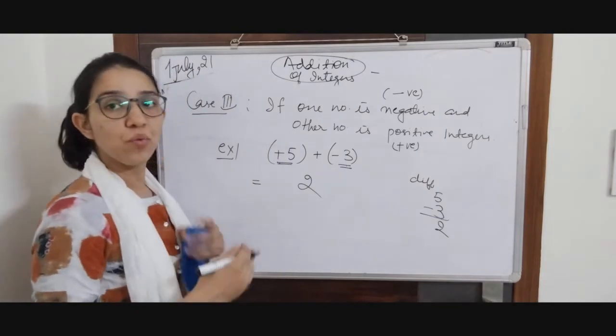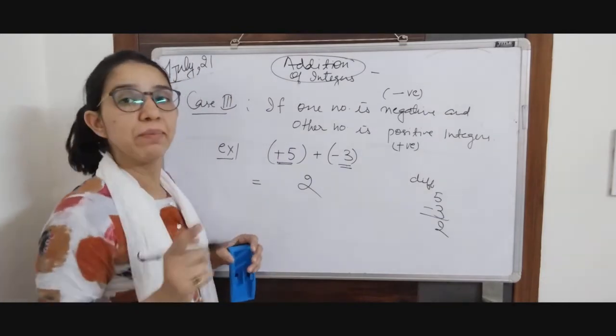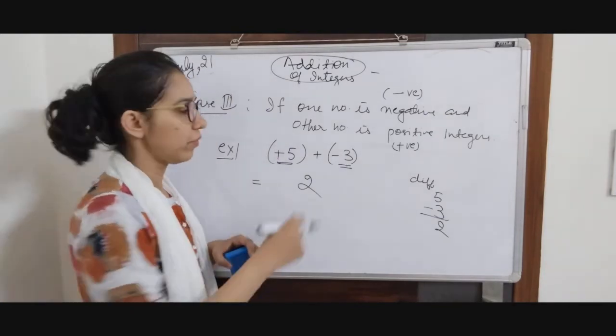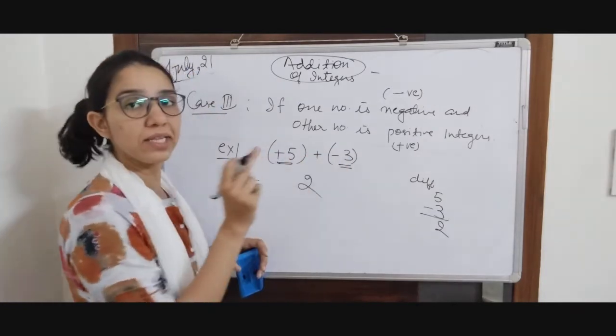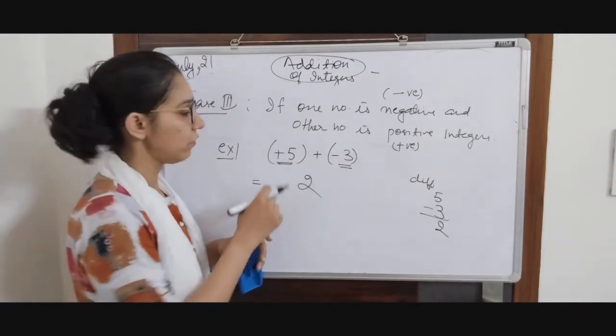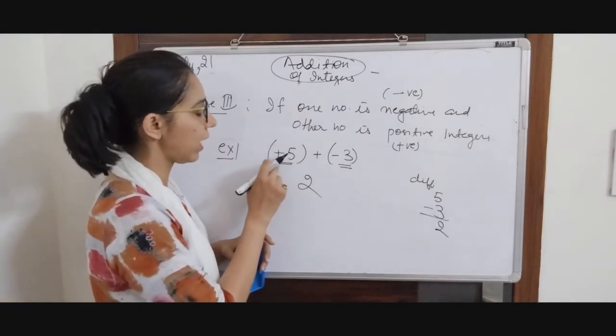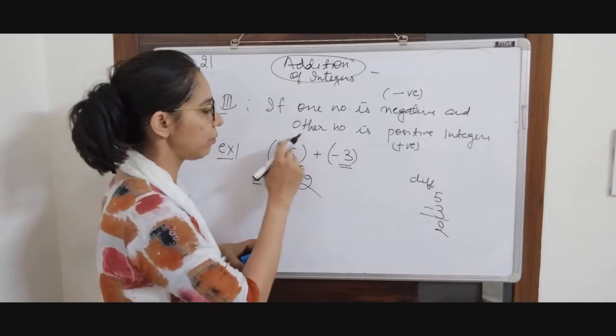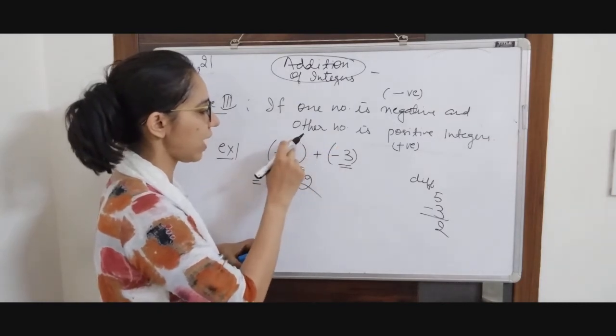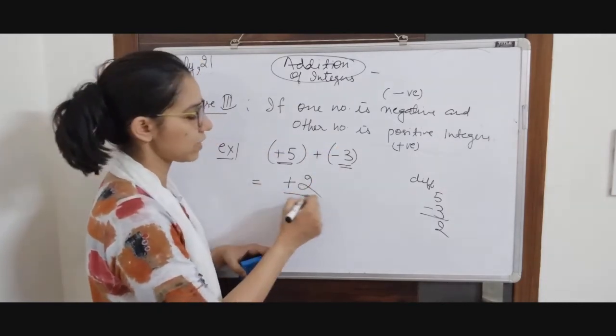Now 2. Now what about the sign? We will keep the sign of the bigger number. Which number is bigger, 5 or 3? 5. We will disregard the sign here also, and we will handle the signs later on, in this step. So the bigger number is plus 5, so we will write a plus sign, plus 2.